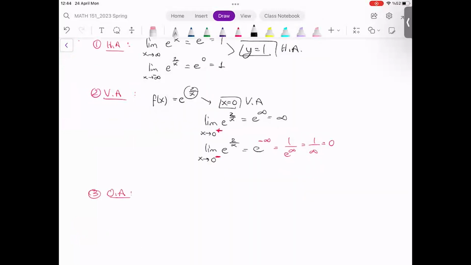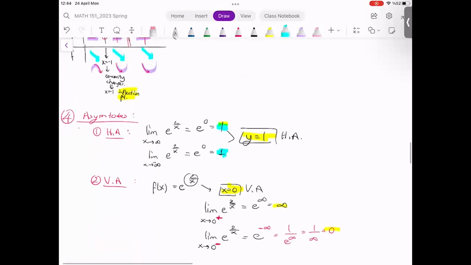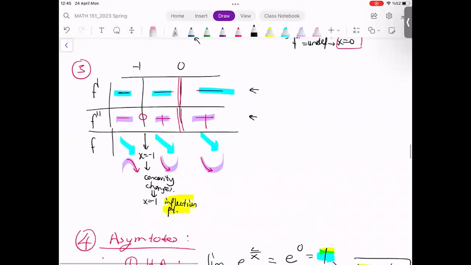As your function is not something like polynomial over polynomial, you can directly say that there is no oblique asymptote. Okay, so let's indicate this vertical asymptote and horizontal asymptote information with all those limits in our sign table. As x goes to minus infinity and plus infinity, your function approaches the value 1. Okay, let's put that: minus infinity, plus infinity, your function approaches the value 1 and 1.